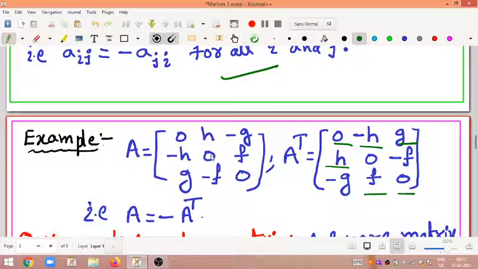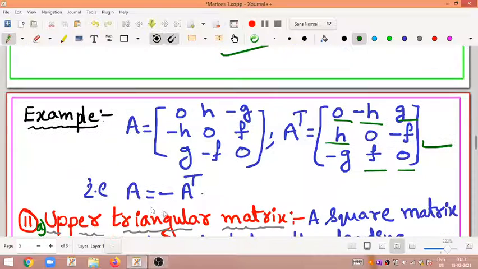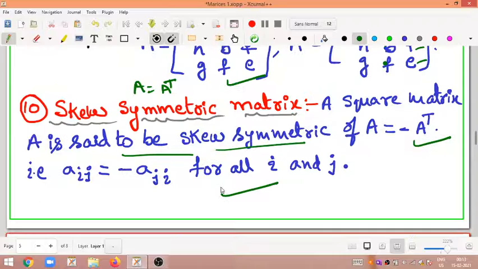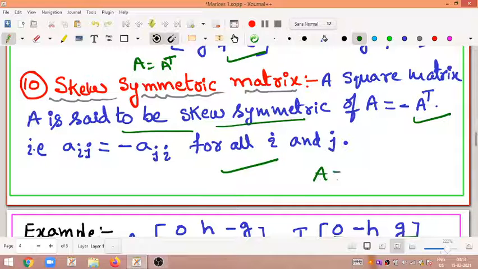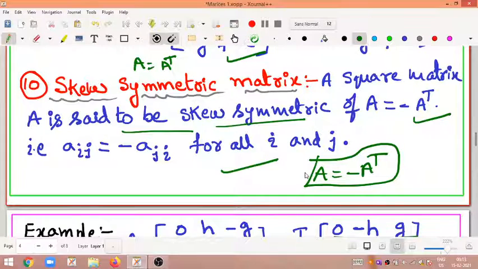See here, the elements of A have the opposite sign in A transpose. So that's why here A is equal to minus A transpose, and this is a skew symmetric matrix. A is equal to minus A transpose, then this is called a skew symmetric matrix.